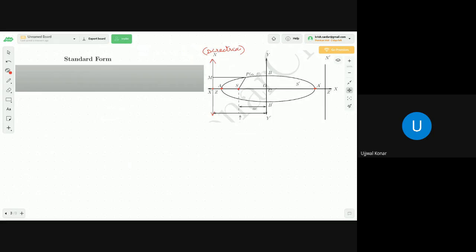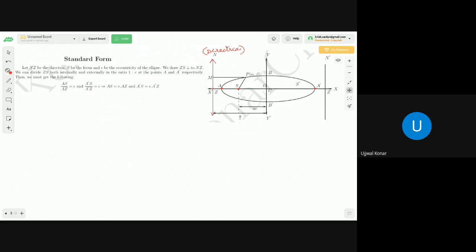If you look into this particular statement, dear students, let NZ be the directrix, S be the focus, and E be the eccentricity of the ellipse. We draw ZS perpendicular to NZ. We can divide ZS both internally and externally in the ratio 1:E at the points A and A dash respectively. Then we must get this thing.